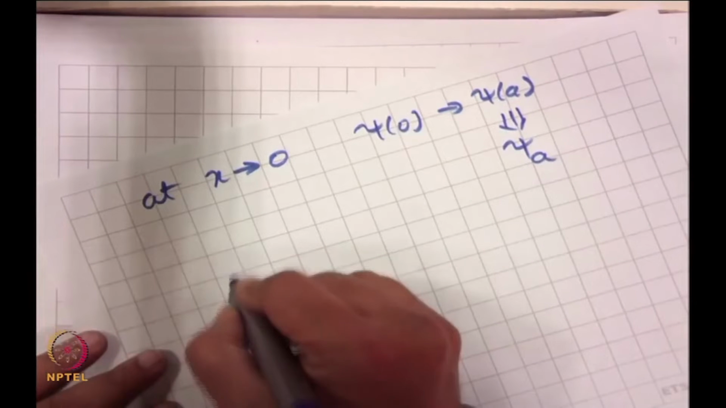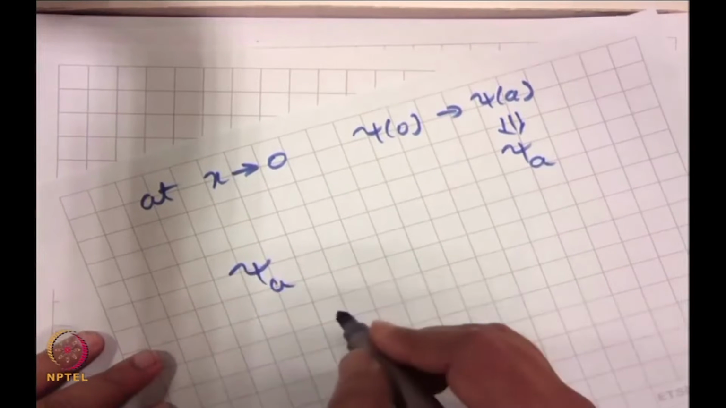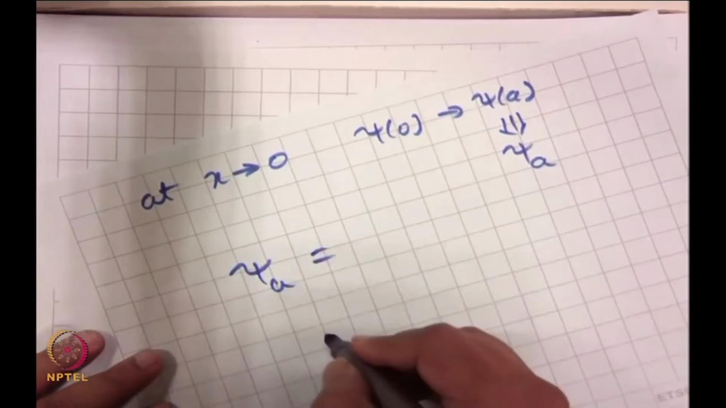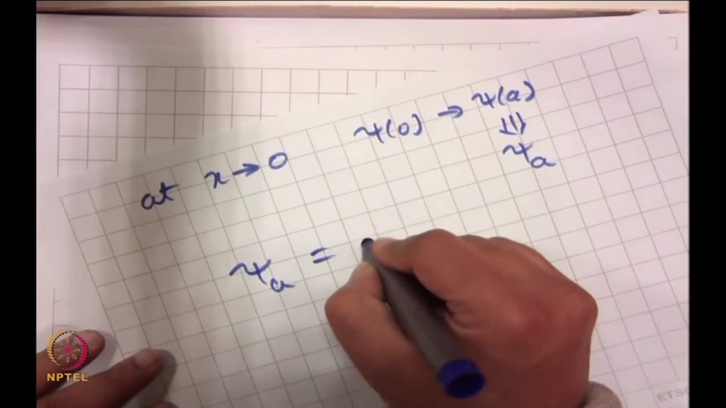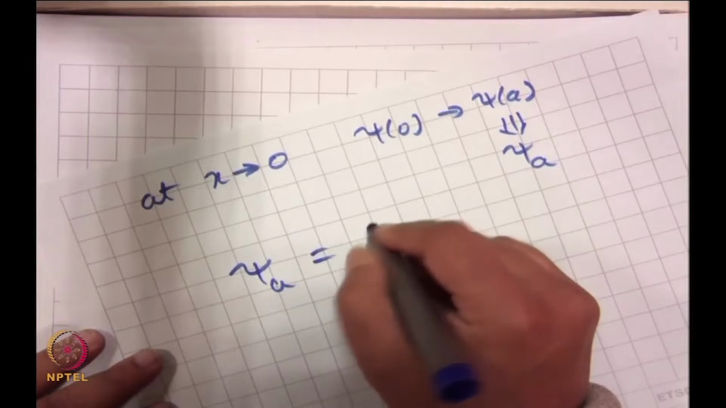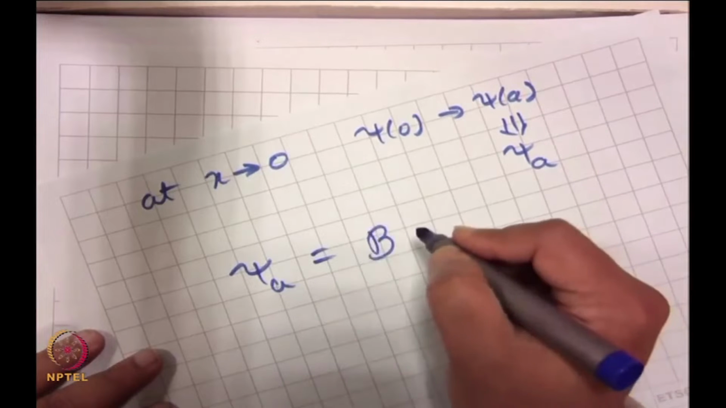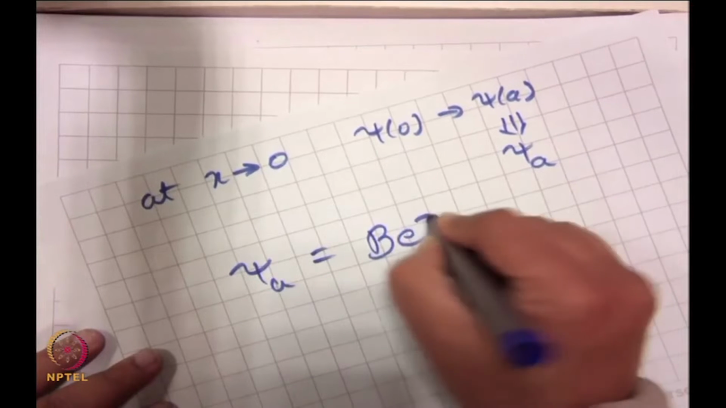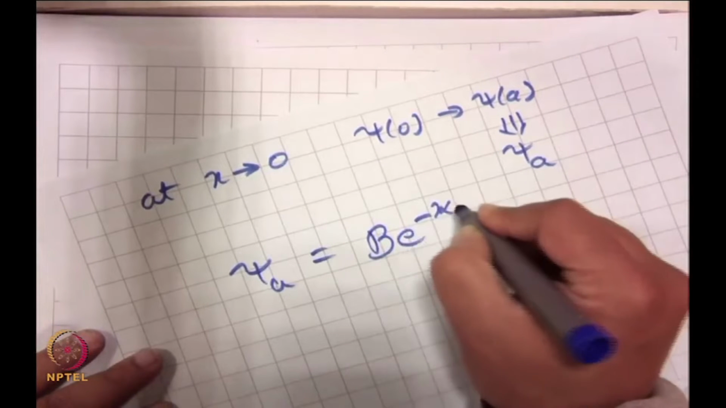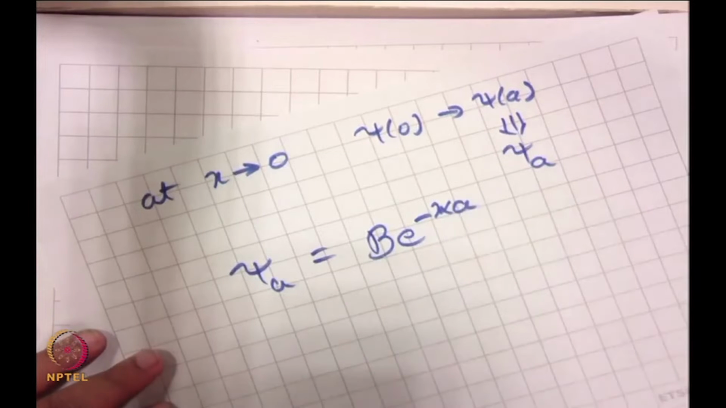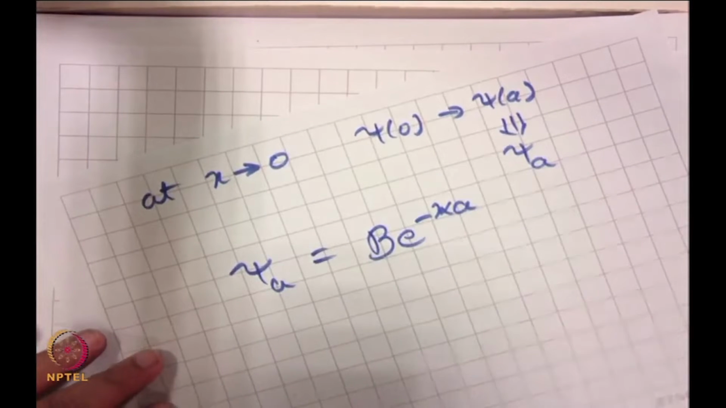So, similarly, I can write psi a, at x tends to 0, is equal to what? What was I left with? I was left with B, then e to the power minus kappa x, with x tending to 0. So, from here what do I have?